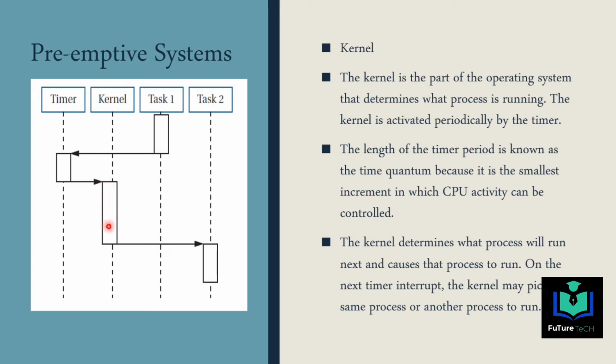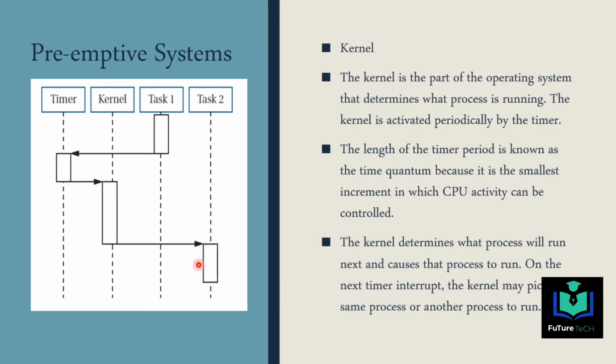Okay, so now it determines that the CPU should be shared to task 2. It may be based upon the priority. Maybe task 2 will have the high priority now, so it is given to task 2. Okay, after that what happens?